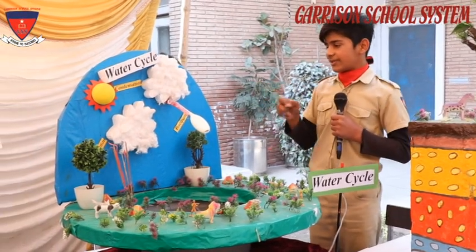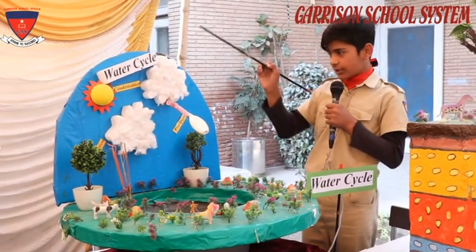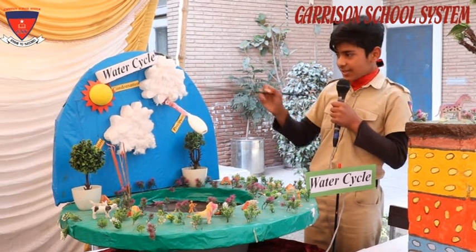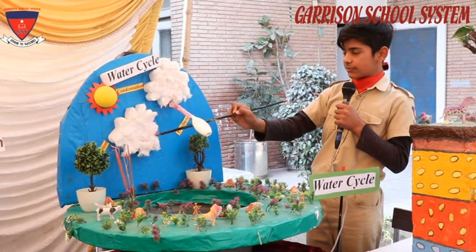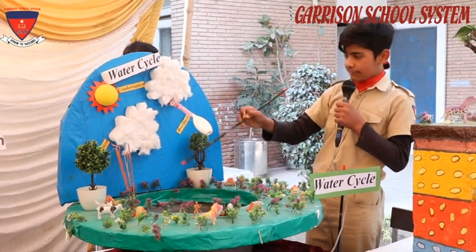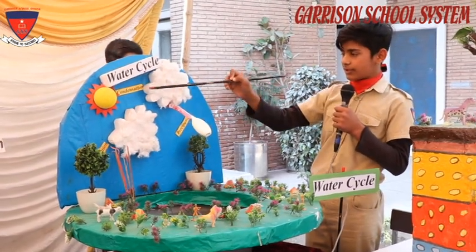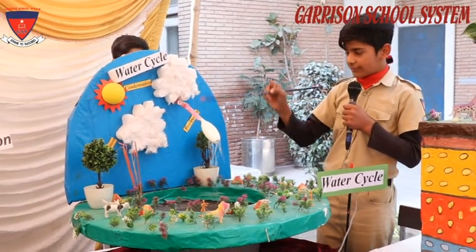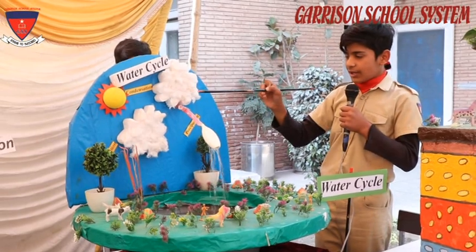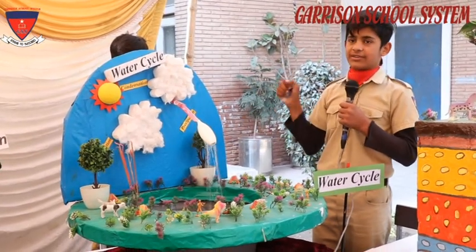This is the model of the water cycle, which shows the movement of water above and below the earth's surface. This is the sun which heats up the surface water. This surface water gets evaporated in the form of water vapors. These water vapors condense in the air and cause raining. After that, it is absorbed by the soil and enters into the water table.